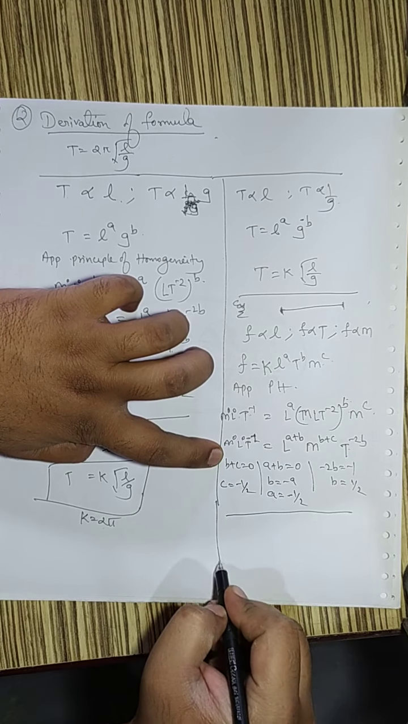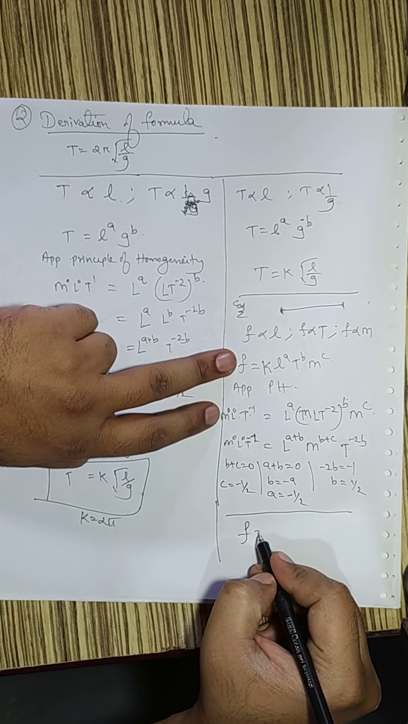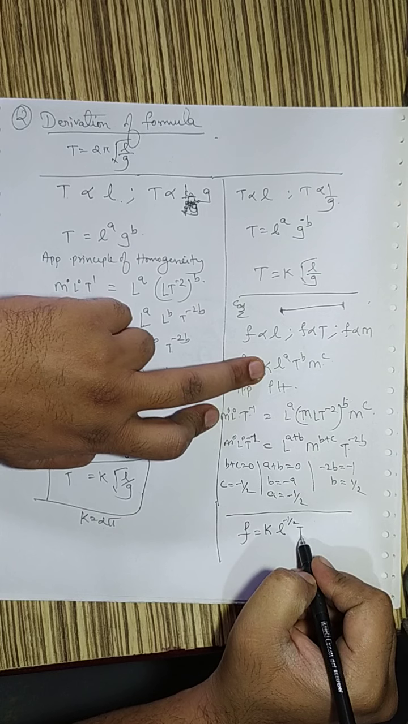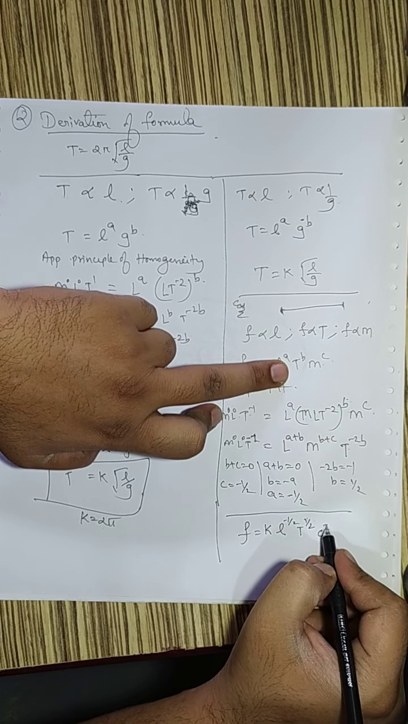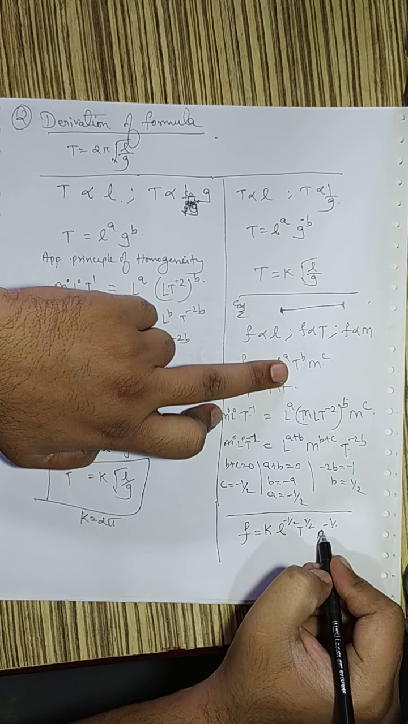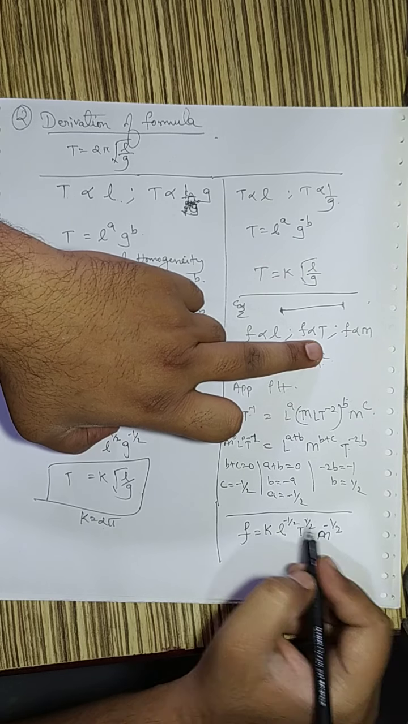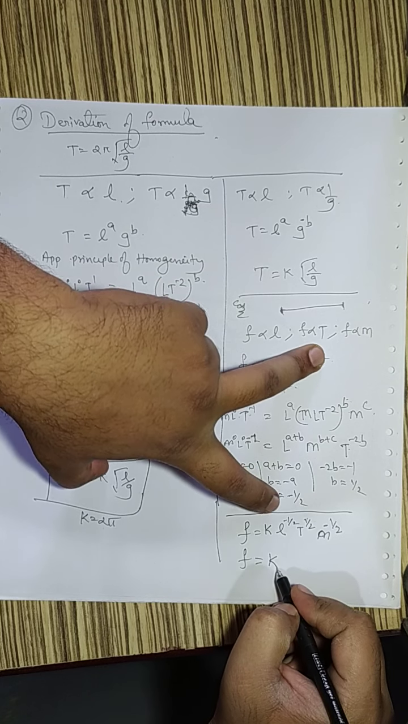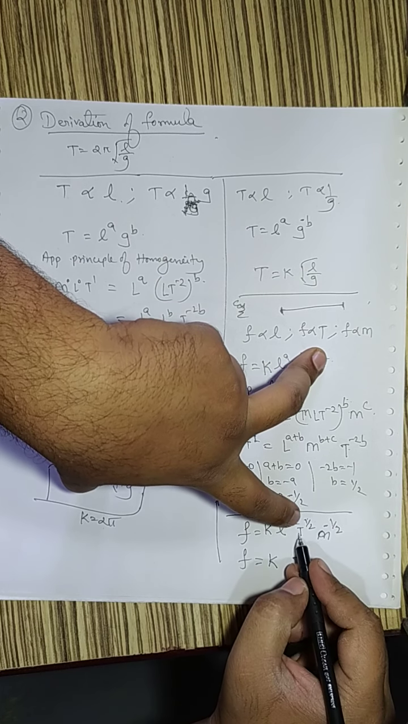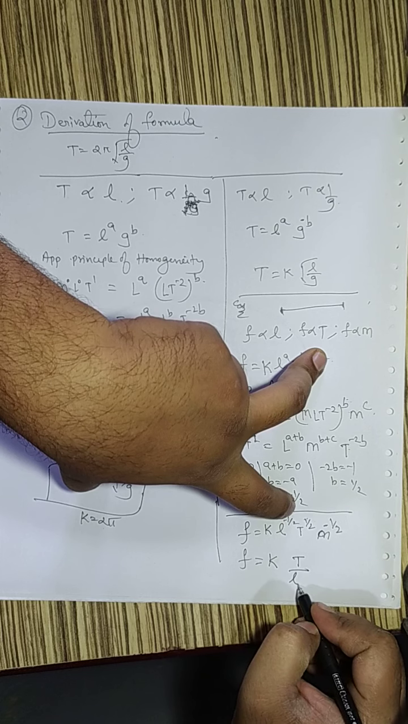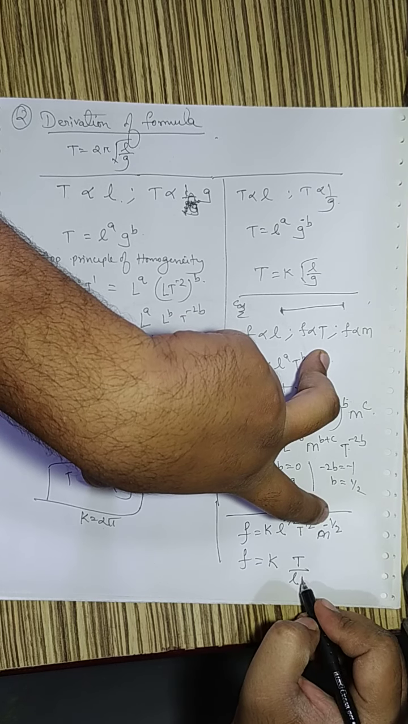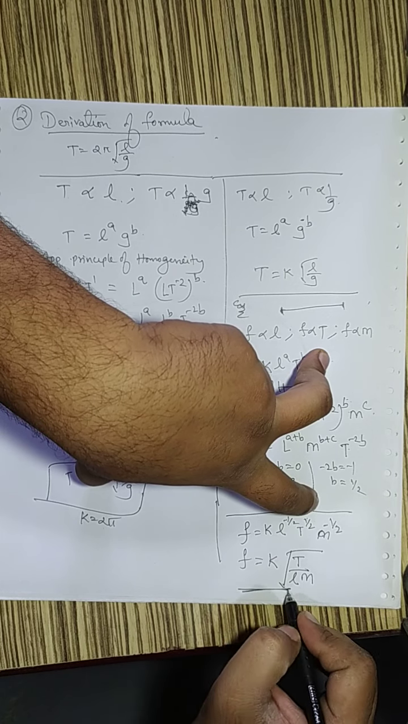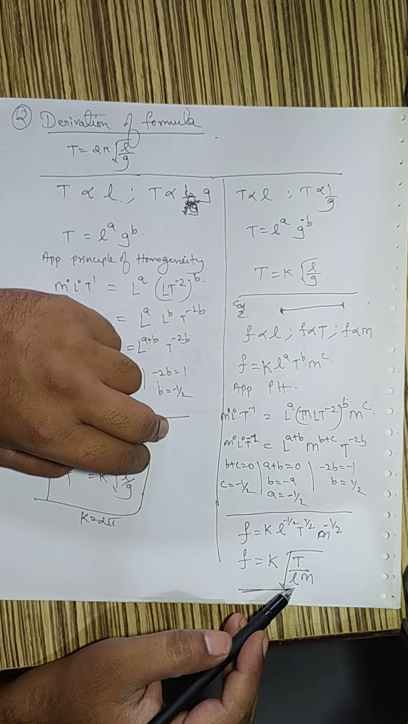If we use these values, then f will be equal to K, L to the power minus 1 by 2, T to the power 1 by 2 and M to the power minus 1 by 2. So this one will be K, where T will be in the numerator, L has a negative power so goes in the denominator, and M has a negative power so goes in the denominator. Everything has a half in common, so we can write it as a square root. So the frequency is K by L.